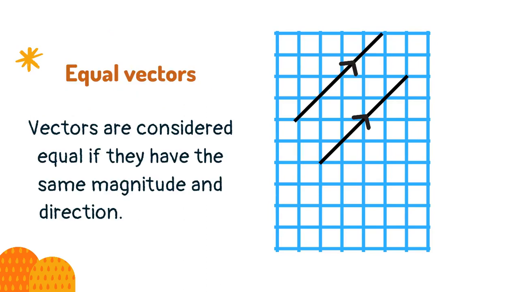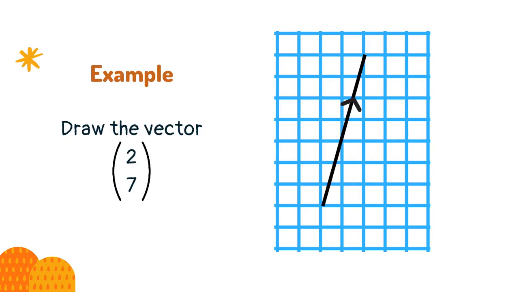For vectors to be equal, they only have to have the same magnitude and direction. They do not have to have the same start and end point. There are no points given, so you can start anywhere. The important part is that the line must go across 2 units and up 7.